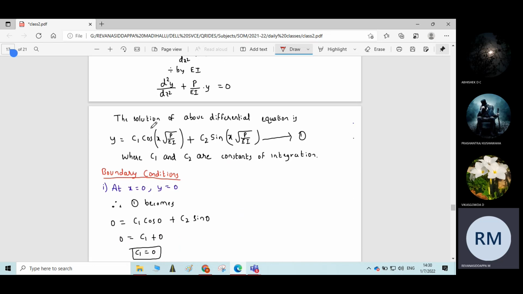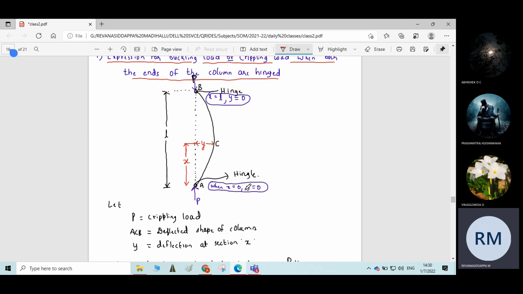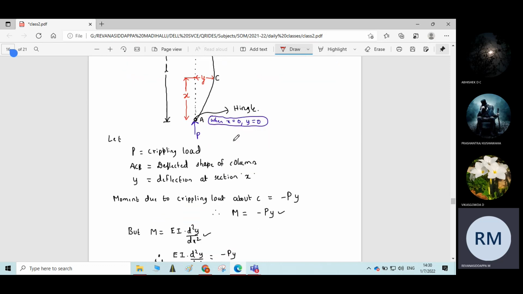After that we have written the solution for this differential equation. For this solution we have determined the values of integration constants C1 and C2 by using boundary conditions. Boundary conditions I already explained. There are two boundary conditions for this column. At x equal to 0, y equal to 0. At x equal to L also there is no deflection, y equal to 0.